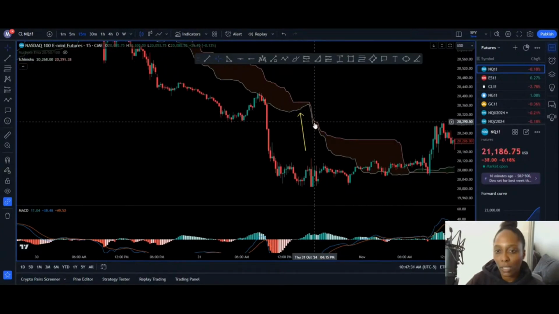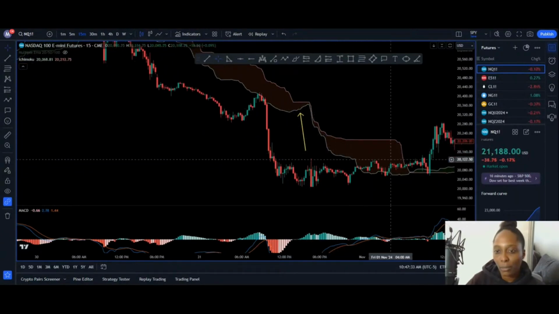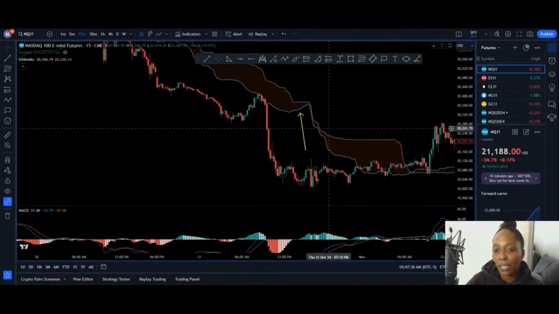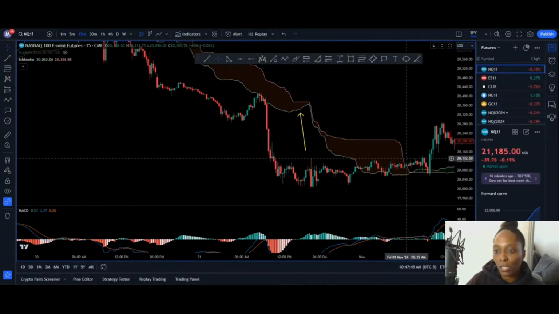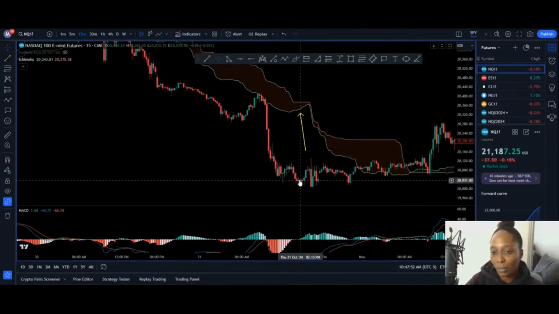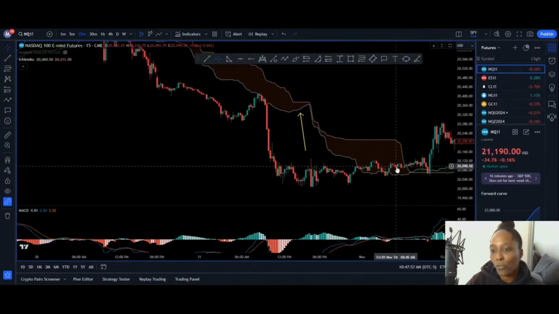And what do you see? The cloud flushes down, it opens up, because remember, this is a leading span. So as this is opening up, this price action is happening. And then once the lagging span starts to come down towards the leading span, that lets you know that what? Remember I said consolidation is coming in. So that lets you know consolidation is here, and then price starts to consolidate and move towards the cloud.